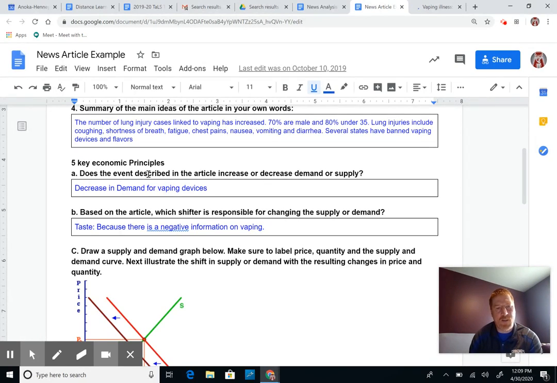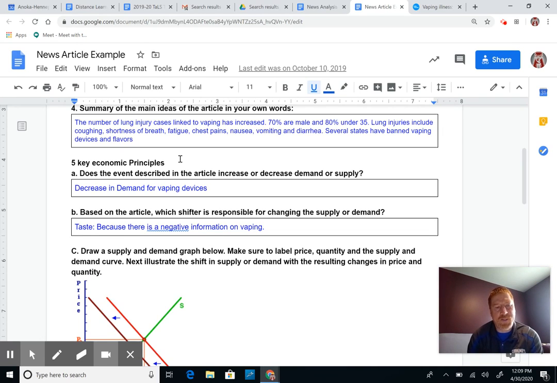So does the event described in the article increase or decrease demand or supply? Think back to your tires and tigers and think about the main subject of your article. Is it talking about a demand thing or a supply thing? Now in mine, it was talking about deaths that are related to vaping. Well, if I know that, then I probably am not going to vape. So the demand would decrease for vaping devices.